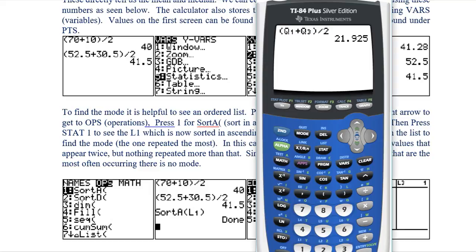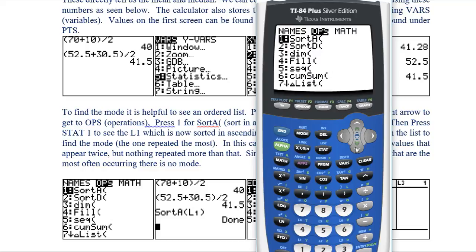But if we take a data list like this, one thing we can do is go to Stat. No, don't go to Stat. Excuse me. We go to List. So second Stat is List, and you go to Operations. You can either sort in an ascending or descending order. So I'm going to choose, say, sort ascending. My list 1. Now remember, this is the data from the previous problem, and now it just says done.